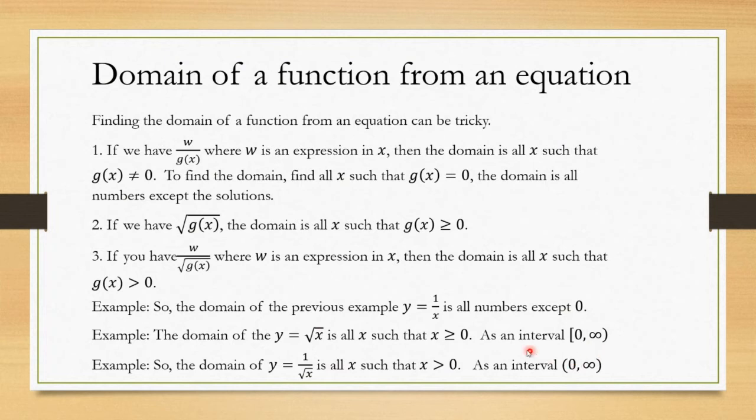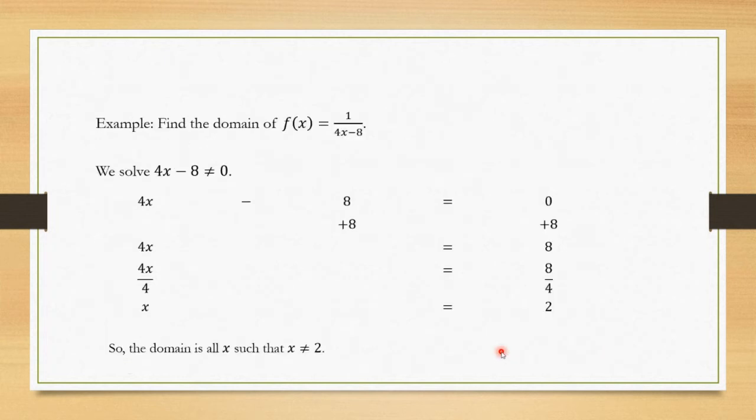What we're going to do now is some examples of this. Okay, so first, we're going to find the domain of this function, 1 over 4x minus 8. The numerator is just 1, which is defined really everywhere, but for now, let's just forget about that. So we want to know when the denominator is not 0. That's what we're looking for. When the denominator is not 0. Okay.